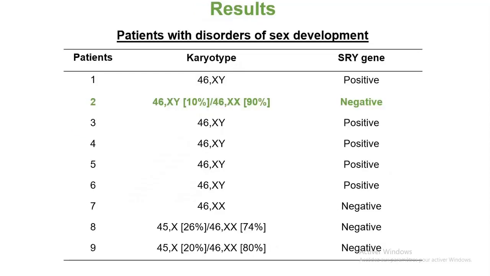For the 9 patients with disorders of sex development, the results of the search for the SRY gene were confirmed by the karyotype. All the patients with a positive SRY gene had a karyotype 46,XY, and all the patients with a negative SRY gene had a karyotype 46,XX, except for 1 patient that we are going to talk about later on.